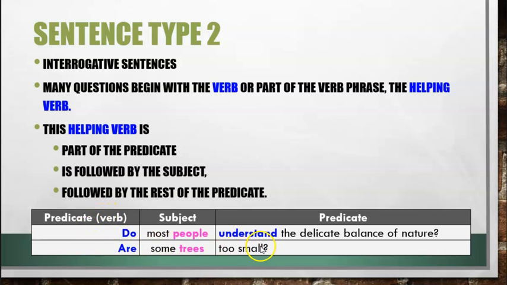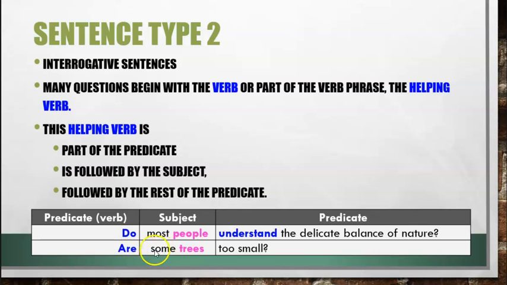In the second example here, this is a linking verb, not a helping verb. Are some trees too small? The first part of our predicate here is the verb, are. Then we have our subject, some trees, and then we have the rest of the predicate, which in this case is actually a predicate adjective, too small, small describing trees. If this were a declarative sentence, it would be some trees are too small.